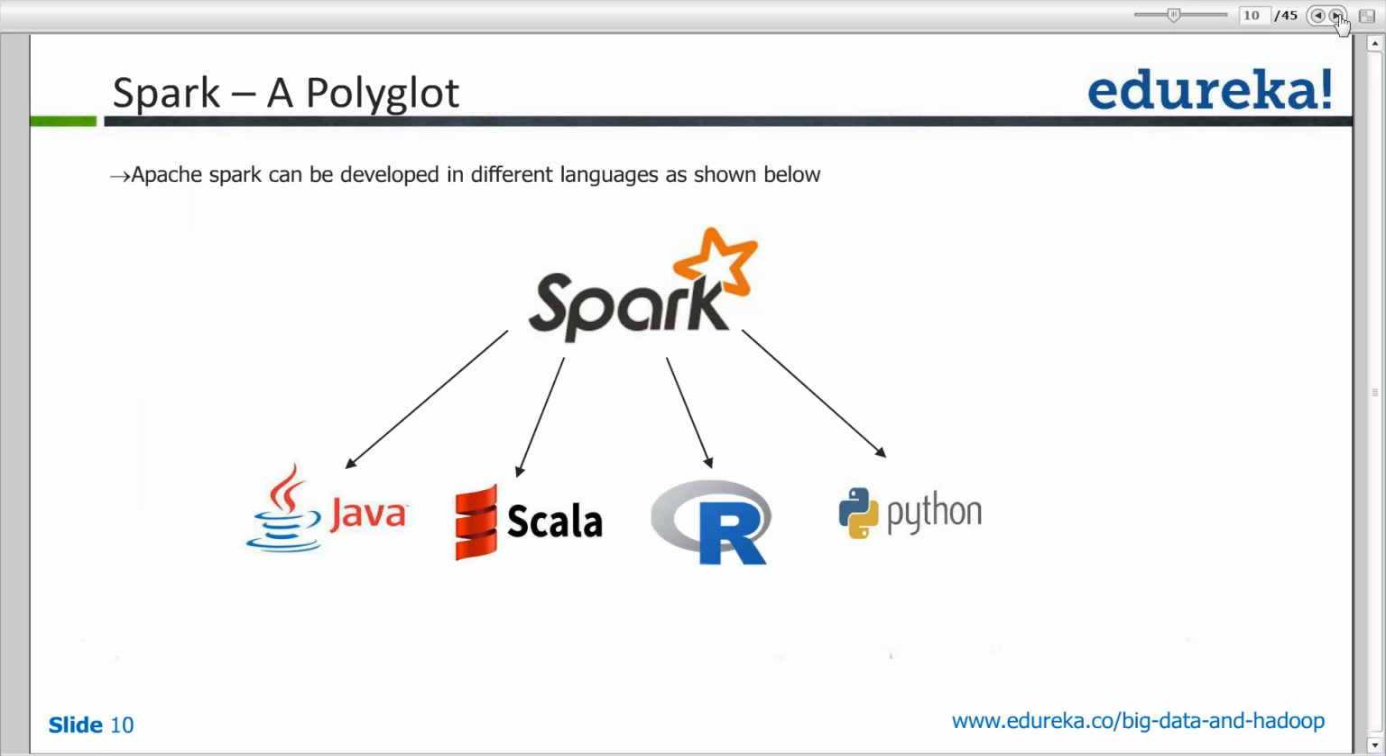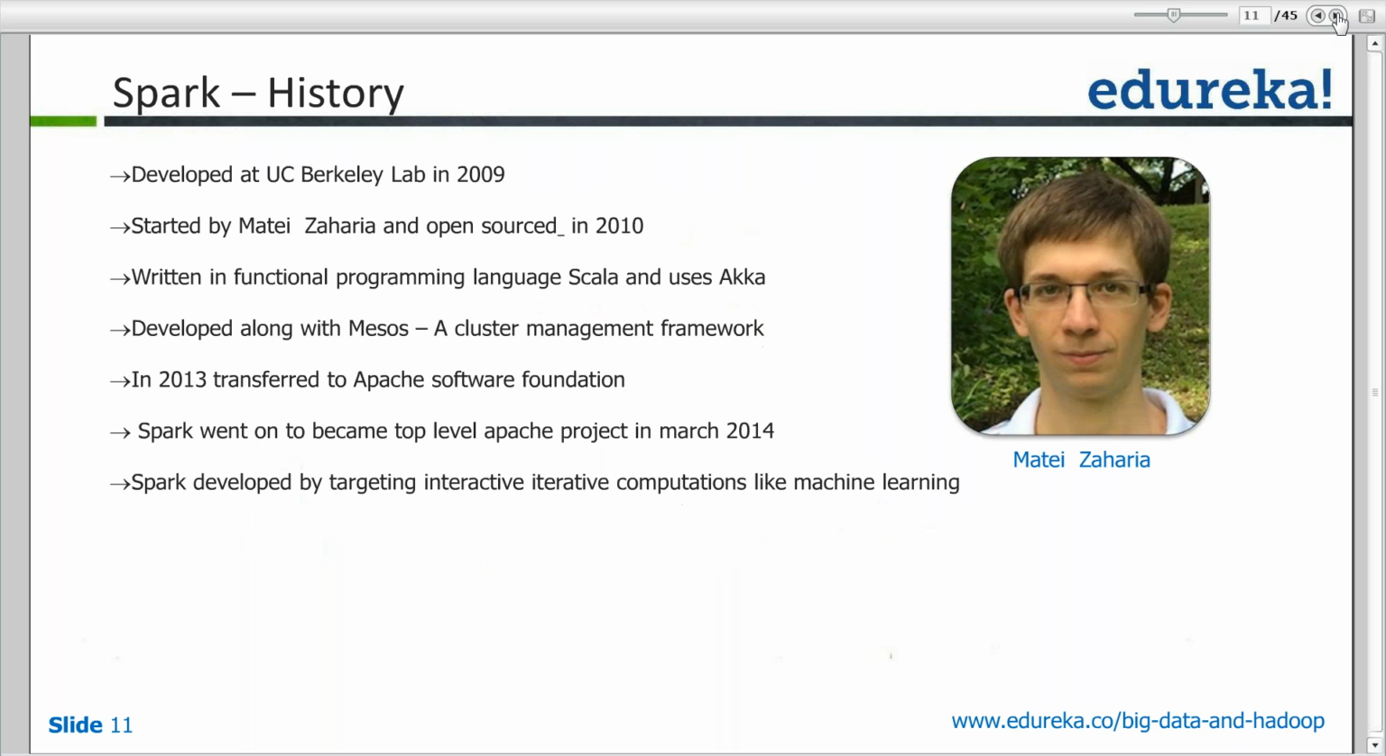So Spark, this was what I was mentioning. If you are developing Spark code, you can write it in only 4 languages: Java, Scala, R, and Python. Okay. So history of Spark.